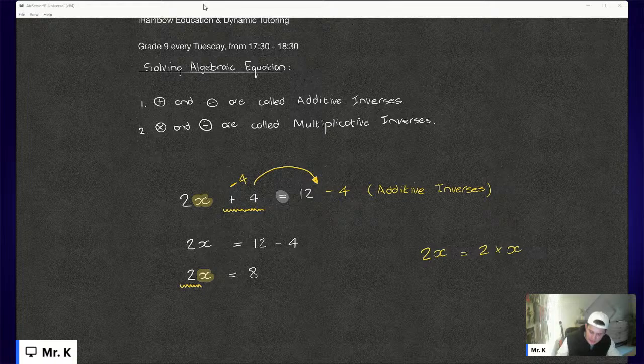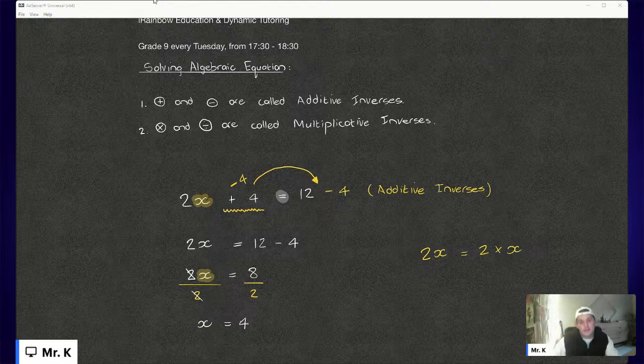So to get rid of the effect of that 2 that's being multiplied by the x, we would use our multiplicative inverses. So if I divide by 2 to cancel its effect, I have to apply this division to everything else in the equation, on both the left-hand side and the right-hand side. When this happens, the 2s cancel on the left-hand side, leaving us with just x, and 8 divided by 2 gives us a value of 4. Right? This is something that you guys should all be pretty comfortable with.